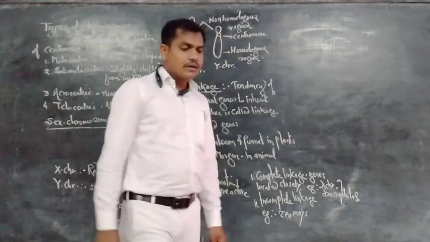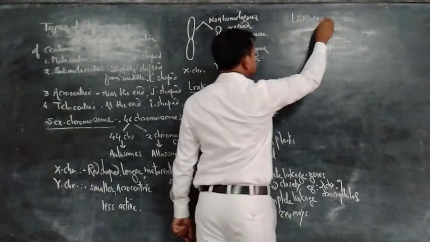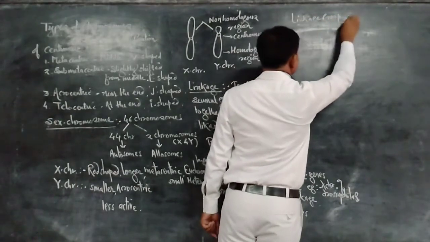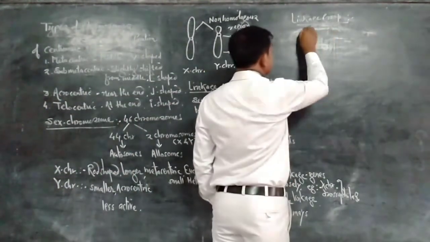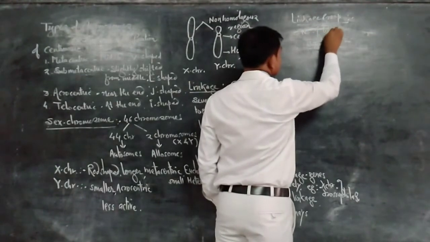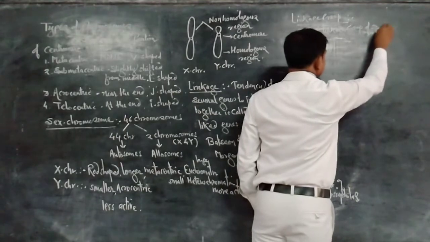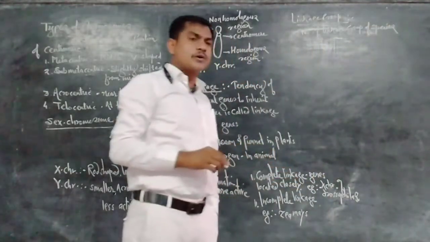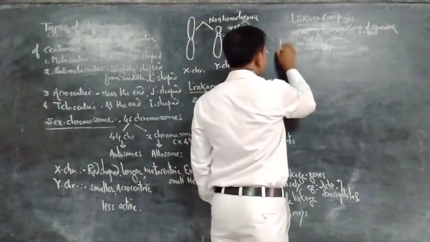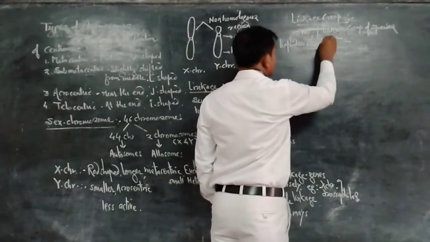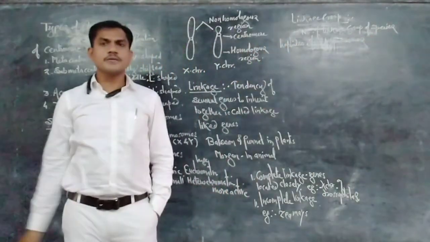Next is the linkage group. The number of linkage groups in a species corresponds to the haploid number of chromosomes, that is, the number of unpaired chromosomes in an organism.